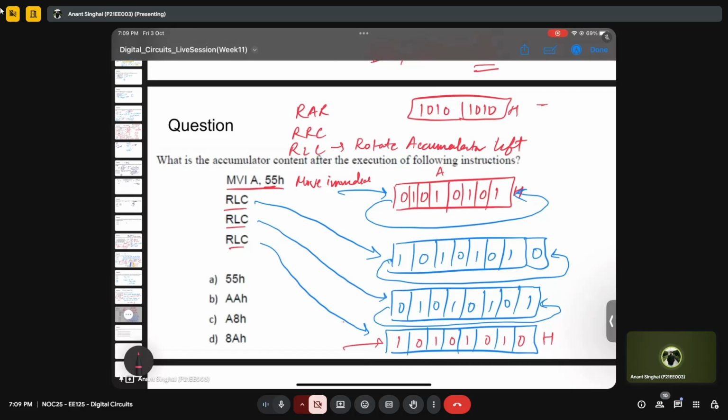So 1 0 1 0 is nothing but 10, which is A, right? So the correct answer is AAH will be loaded in the accumulator, which is option B.